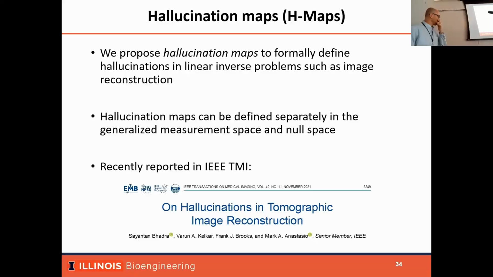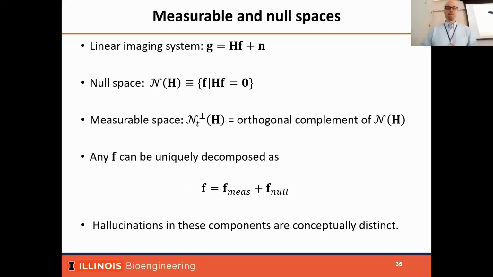The work I'm going to be reporting was described in the papers last year in TMI, by Sayantan Bhadra, Varun Kelkar, and Frank Brooks, where my colleagues are participating in this. So just some quick notation, and then I'll give you some definitions and some examples, and then I'll be done. So consider a linear imaging system, g equals Hf plus n.